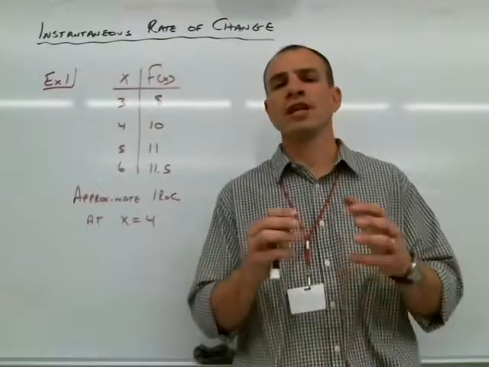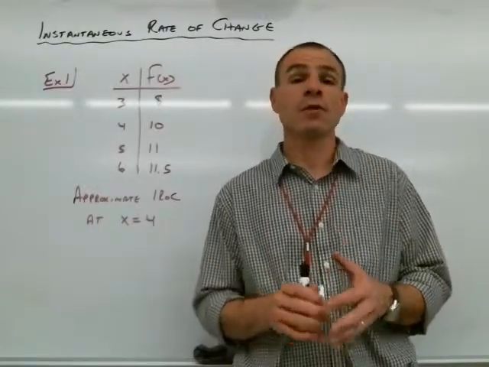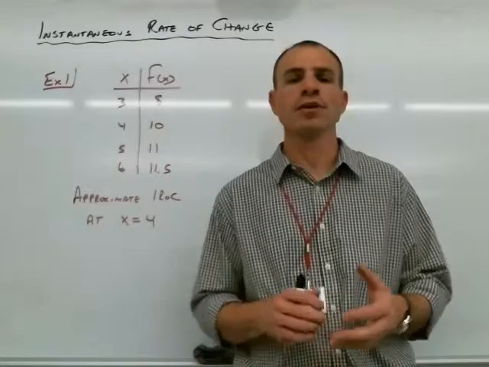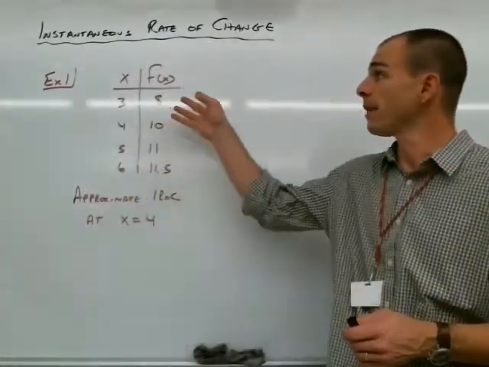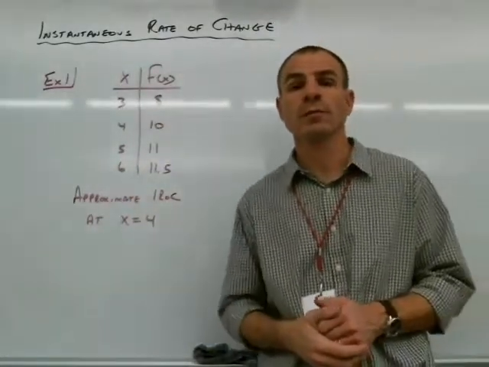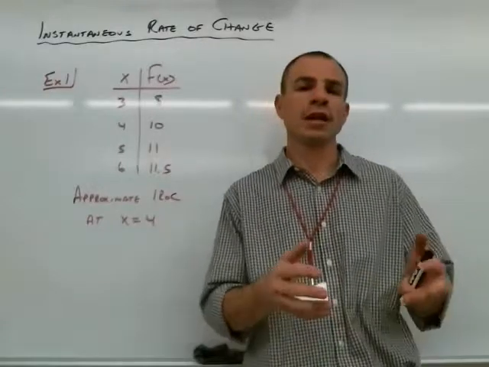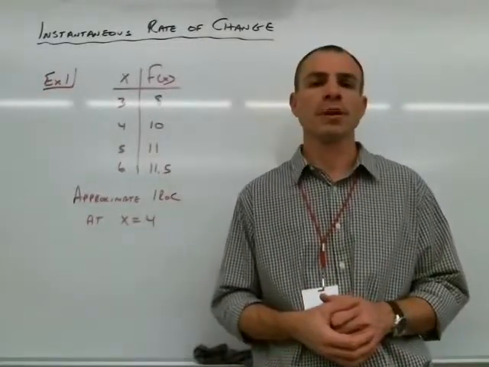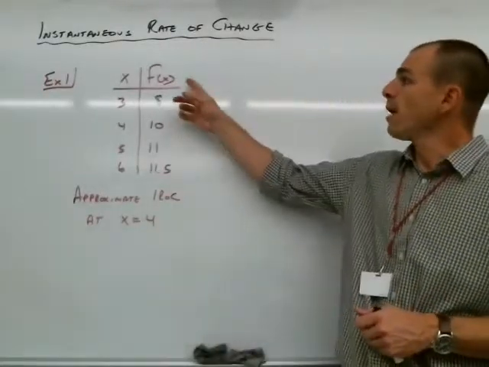Broaden this to just the instantaneous rate of change in general. So we don't have a velocity function at this moment. We just have a general function, f of x. This is example number 1 on your worksheet. And after we do this one, I'd like you to try example number 2 and example number 3 on your own. We have this function f.